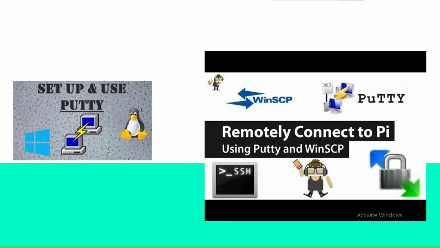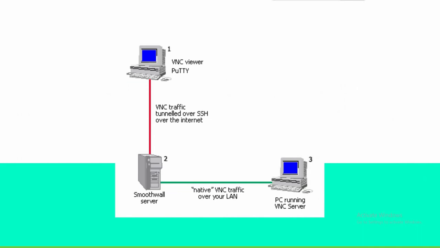So let's just look at this slide. Consider one scenario: the upper side computer has a VNC viewer in it. Relate this computer to our laptop, and the computer on the lower side, named as a PC running VNC server, can relate to our Raspberry Pi, and both are connected in the same network. In our case, that is Wi-Fi.